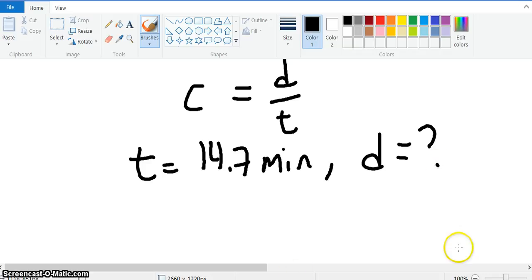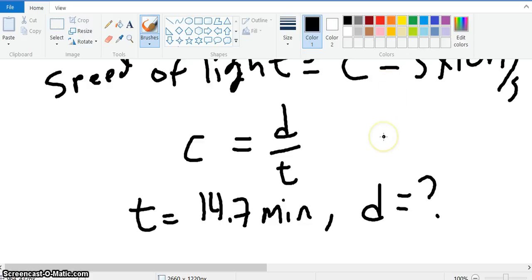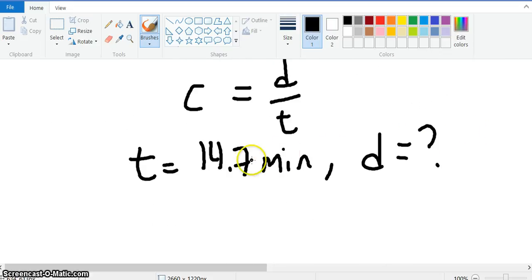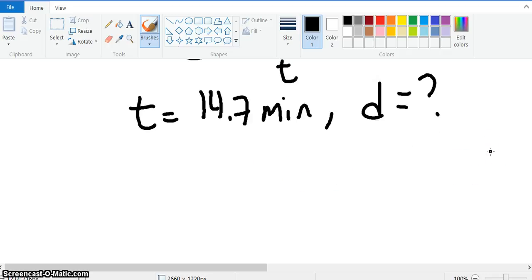And if you think about it, if this is the fastest thing there is in the universe, that distance is going to be as far as something can travel in a time of 14.7 minutes. So we're going to use this information. The speed of light is 3 times 10 to the 8th meters per second. Notice it's meters per second, so we're going to need to change minutes to seconds. So we already know the conversion factor.